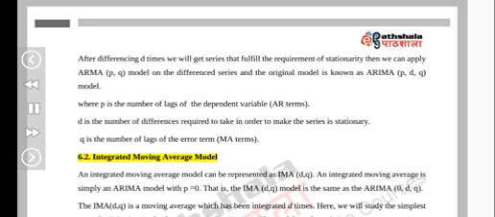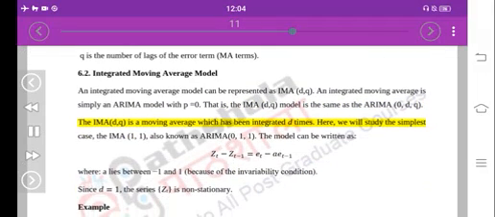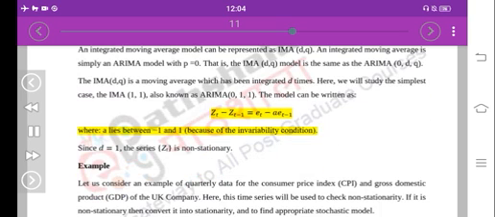6.2. Integrated moving average model. An integrated moving average model can be represented as IMA(d, q). An integrated moving average is simply an ARIMA model with p equals 0. That is, the IMA(d, q) model is the same as ARIMA(0, d, q). The IMA(d, q) is a moving average which has been integrated d times. Here, we will study the simplest case, the IMA(1, 1), also known as ARIMA(0, 1, 1). The model can be written as Zt minus Zt minus 1 equals et minus a et minus 1, where a lies between minus 1 and 1 because of the invertibility condition. Since d equals 1, the series Zt is non-stationary.